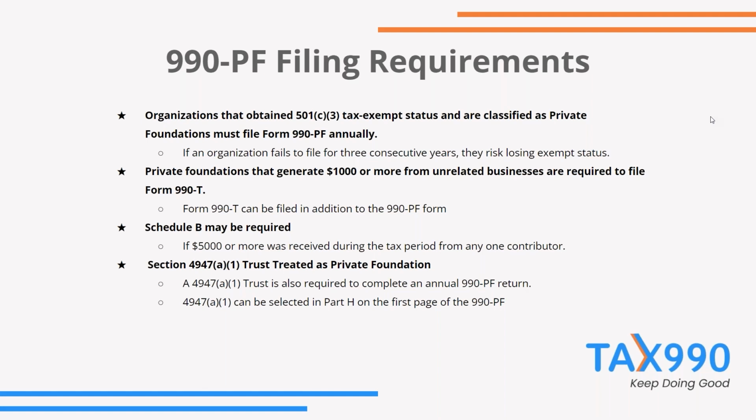Schedule B is often required on the 990PF form to allow the private foundation to provide information on contributors, and we'll talk more about Schedule B here in a little bit. The 990PF return is also used by 4947A1 trusts treated as private foundations. If an organization is recognized as a private foundation, as indicated on its determination letter, the organization only has one form option. The 990PF will be required regardless of the organization's financial status.